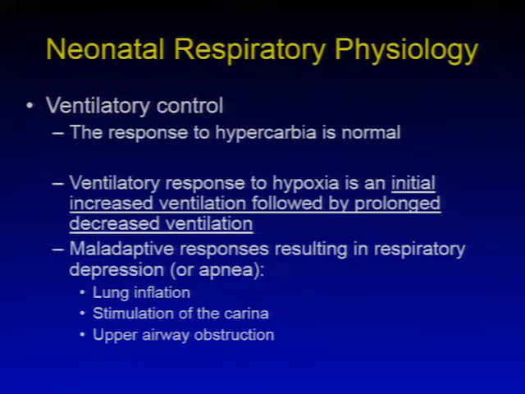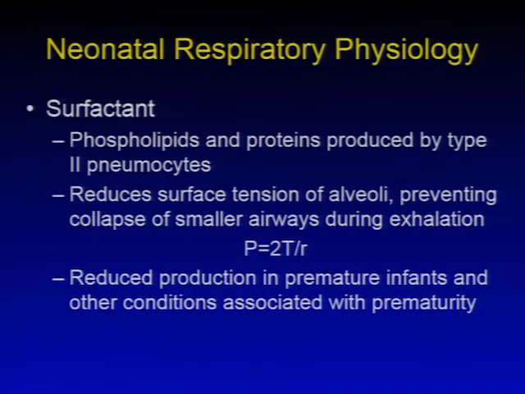Ventilatory control in a child exhibits a normal response to hypercarbia. However, in response to hypoxia, the initial response of a neonate is to increase ventilation, followed by prolonged decreased ventilation. This is not what's typically seen in an adult, where you would see a maintained increased ventilation due to hypoxia. Other maladaptive responses that neonates have that result in respiratory depression or apnea can occur with lung inflation, stimulation of the carina, or upper airway obstruction. Neonates don't behave in the typical fashion that would be expected as in an adult.